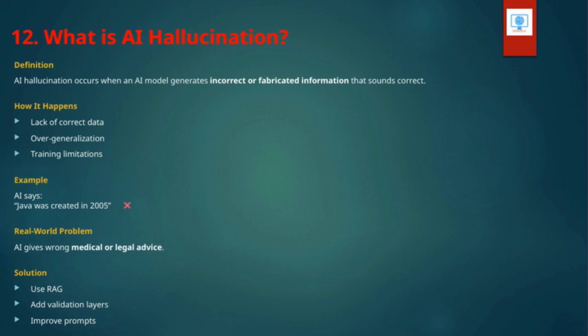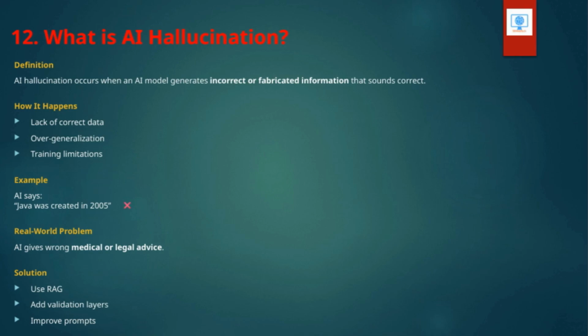Overgeneralization is another factor. The AI might apply learned patterns too broadly, leading to inaccuracies. And of course, training limitations, such as insufficient or outdated training, can contribute as well. For example, you might hear an AI say, "Java was created in 2005," which is clearly wrong since Java was actually developed in the 1990s. This kind of error can be problematic in real-world scenarios, especially in critical areas like medicine or law, where incorrect advice can have serious consequences.